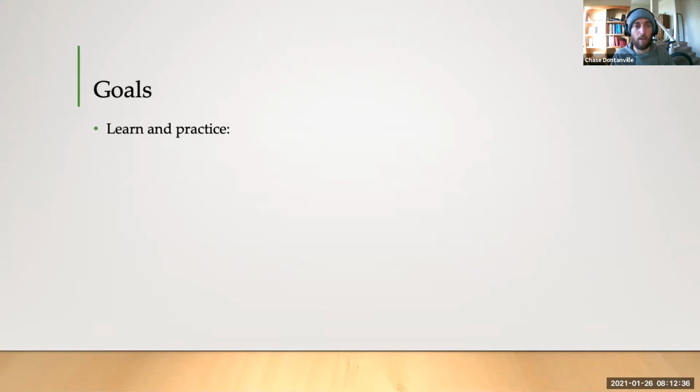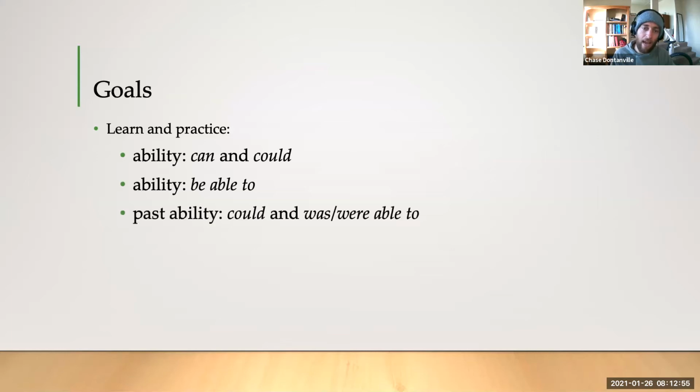So, we are going to look more at modals in Unit 12. Okay, remember, modal verbs are special. Specifically, in this lesson, we will look at modals for ability with can and could, also with be able to, and then past ability with could and was and were able to.